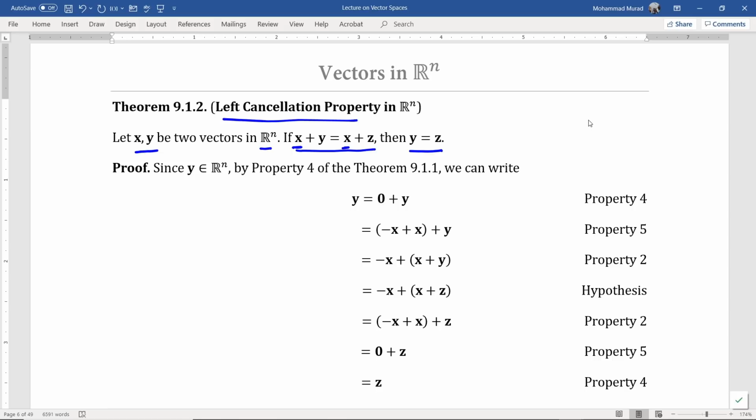Since y is in Rn, by property 4 of Theorem 9.1.1 we proved earlier, we can write y equal to 0 plus y. Then this 0 can be replaced by negative x plus x by property 5. Then by the associative property, property 2, we can move the brackets here.